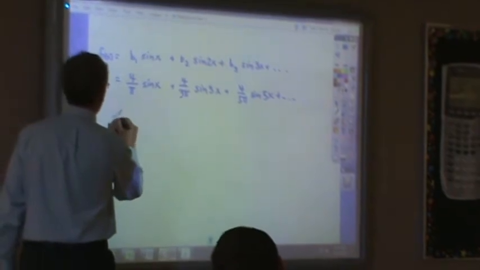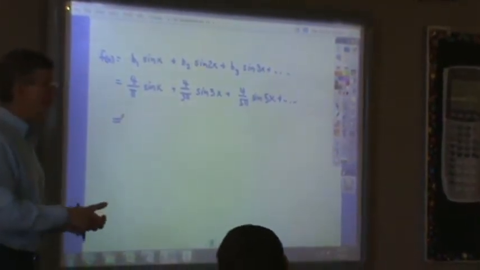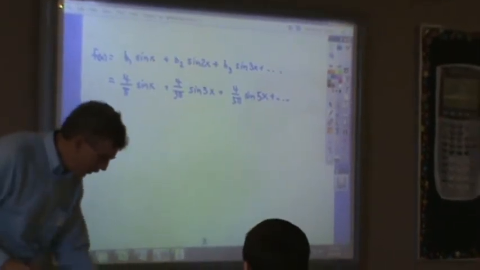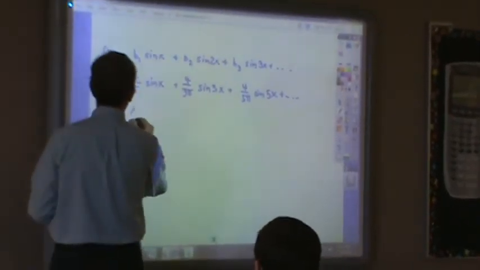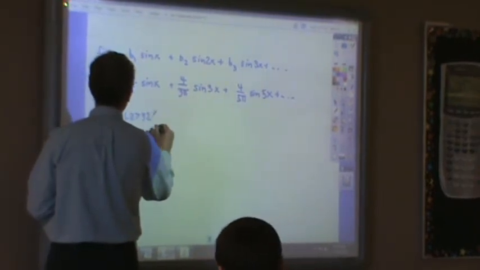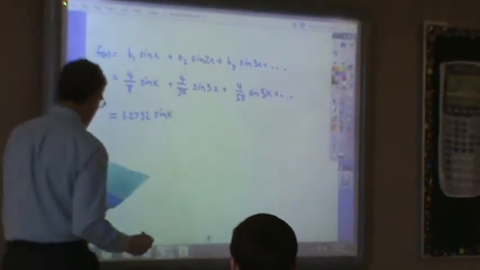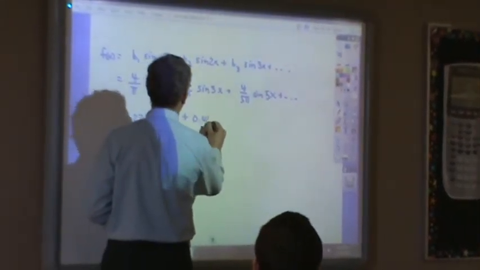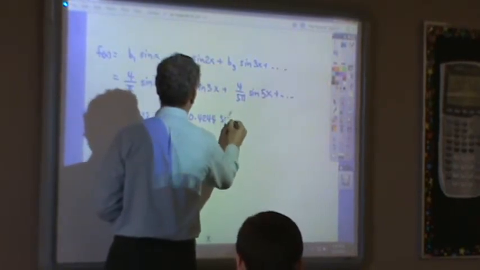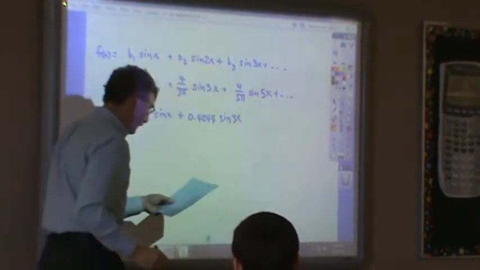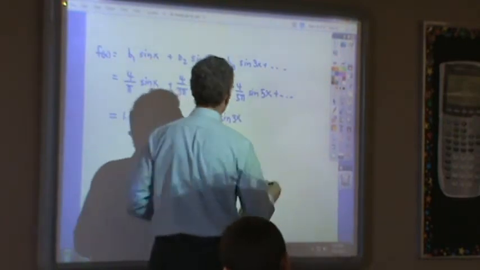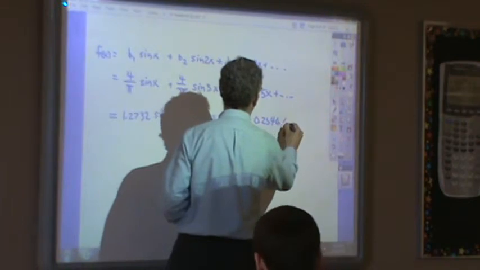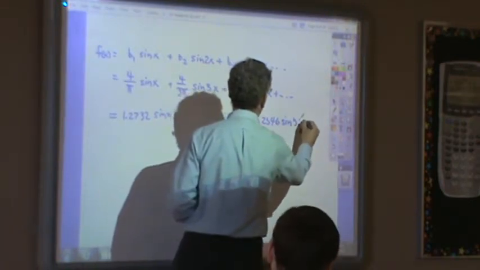Maybe we could go one step further. Anybody have a calculator handy? Oh, I think maybe I already have it. Yeah, this is 1.2732 sine x. The next one is 0.4244 sine of 3x. And this one is 0.2546 sine of 5x.